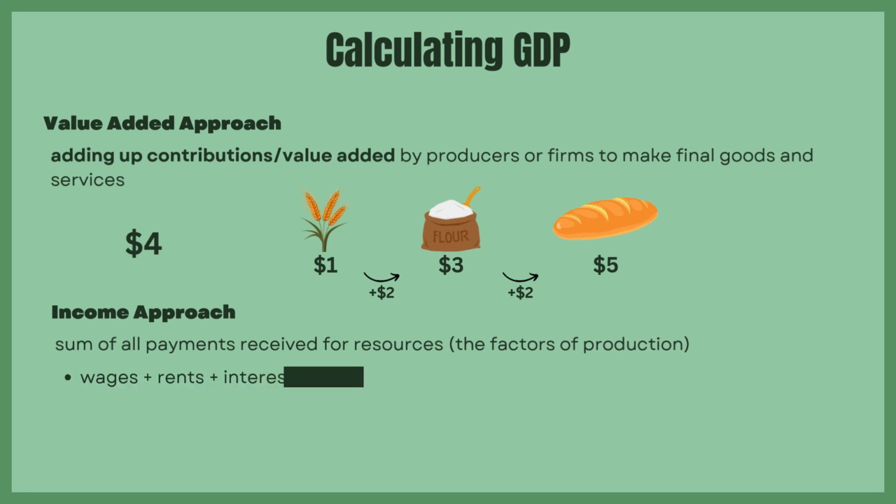The income approach adds all the payments received for resources or the factors of production. This included wages, rents, interest, and profit paid for resources in the economy.